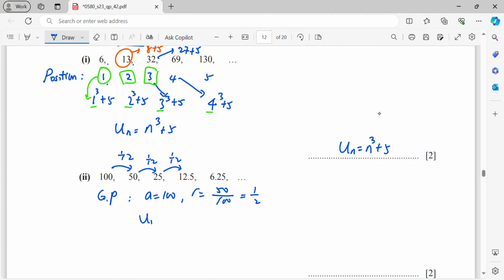Now my Un formula is A R to the power of n minus 1, which means this is 100 times half to the power of n minus 1. So this is my Un.